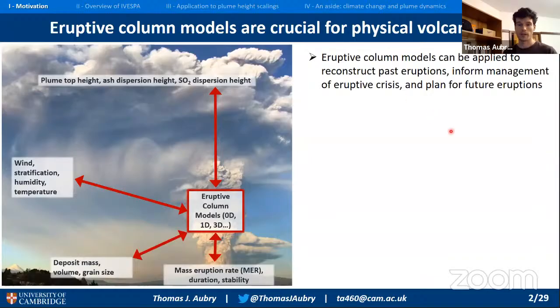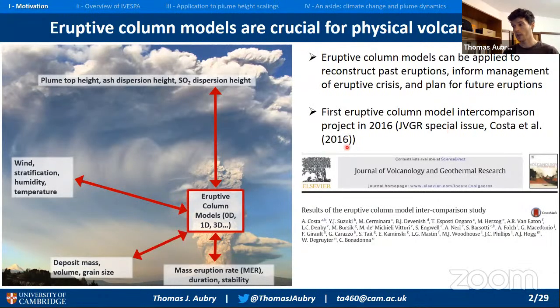and then that's used in the dispersion model. And they're also widely applied to plan for future eruptions. And so recently, there was a really important and innovative exercise for this community called the eruptive column model intercomparison exercise. That was in 2016, where all the different modeling groups came together and compared their model predictions for two different eruption case studies.